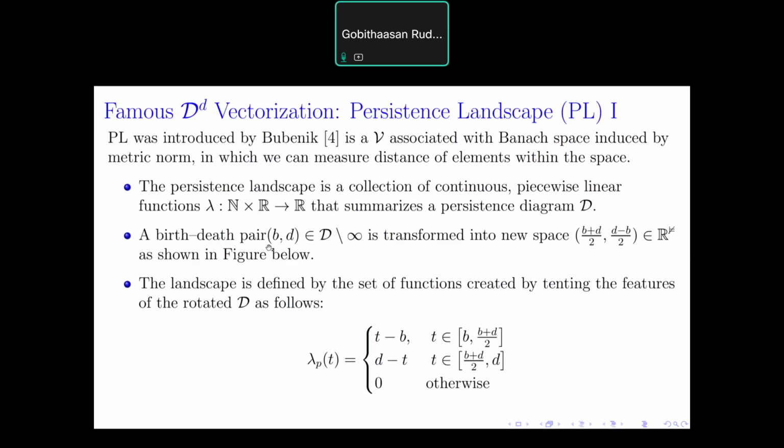The birth-death pairs (B, D) in the persistence diagram, we remove the infinity points and map them into a new space: (B plus D) over 2 representing the x-axis, (D minus B) over 2 representing the y-axis in R2, as shown in the figure in the next slide. The landscape is defined by the set of functions created by the tent of the rotated D as follows. So when you compute this, you would get a tent function, a linear function.